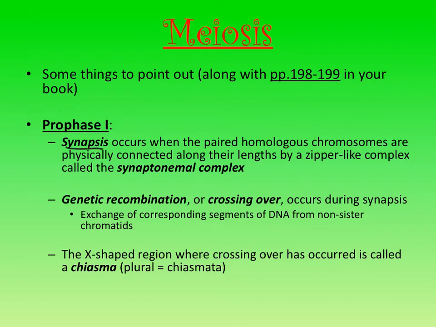Synapsis means that we pair up the homologous chromosomes, and during synapsis, you get this really important thing happening, which is crossing over, or genetic recombination, where there's trading of pieces of the chromosomes between these different copies. When you get crossing over, you get something called a chiasma. So if we have kind of like one chromosome and a second chromosome, this crossing point is what's called a chiasma.